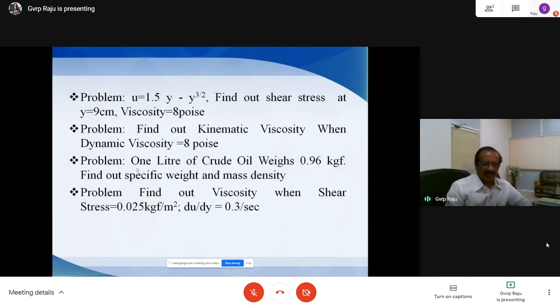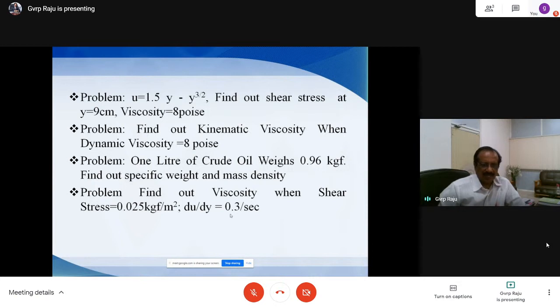The only catch here is you need to convert 1 liter of crude oil into a proper volume, which is 1000 cc, and 1000 into 10 power minus 6 is meter cube. If you know that, it will be easy for you if you remember the equations. Next one: find out the viscosity when shear stress is so and so and du by dy is so and so. So straightforward. He has given shear stress as 0.025 kg force per meter square, and du by dy is 0.3 per second.